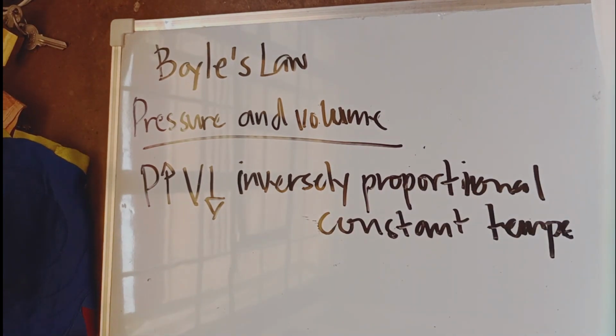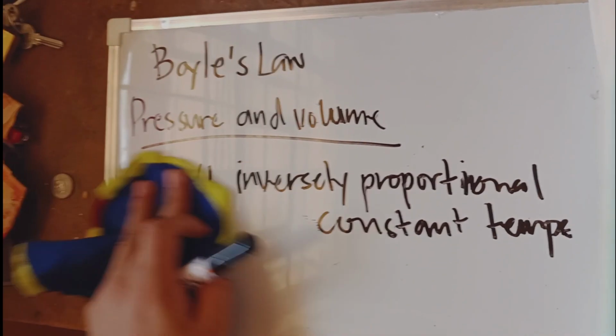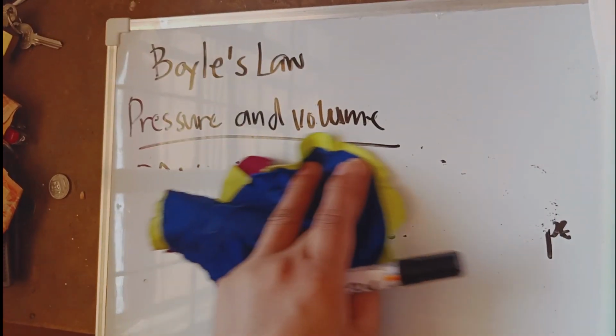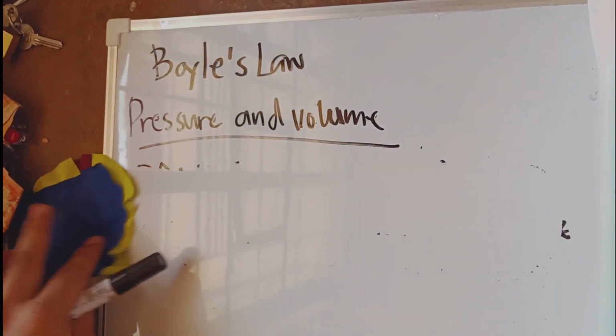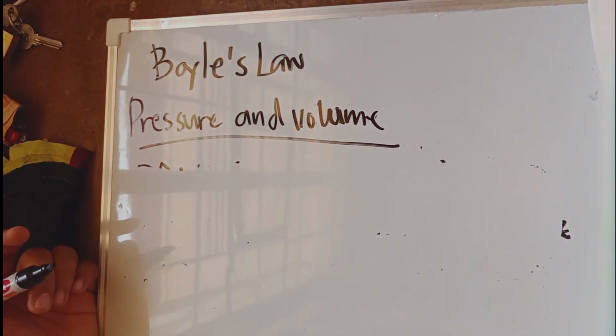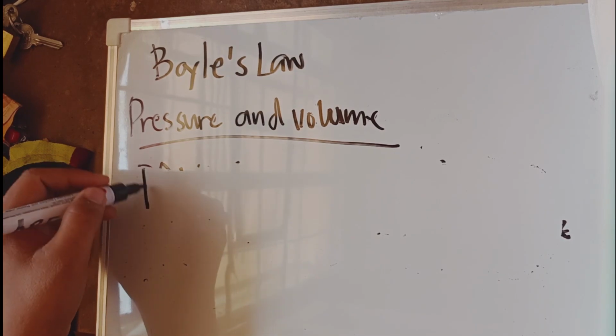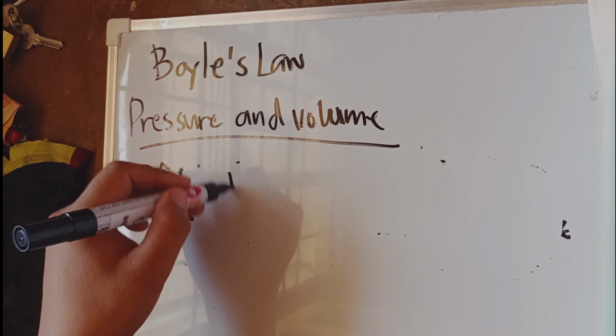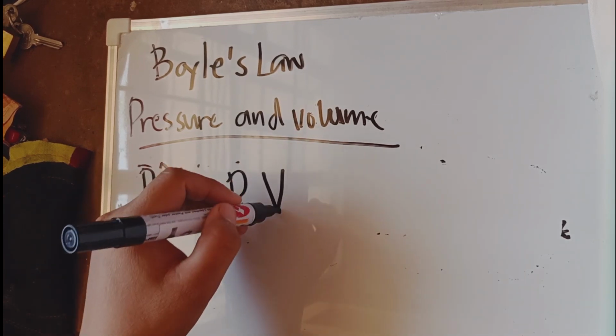Constant temperature. Okay? So let's try to solve this. The given equation of Boyle's law, according to its explanation, he expressed as pressure 1 times volume 1 is equal to pressure 2 times volume 2.